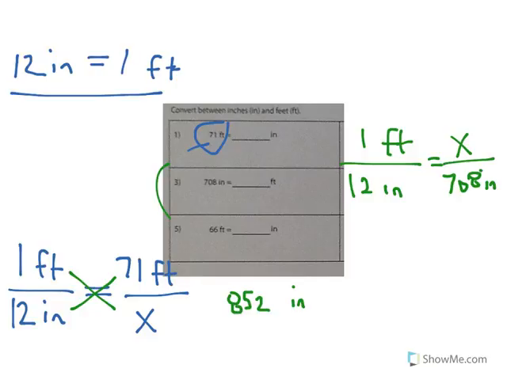In this case, I'm going to multiply 1 times 708, and then I'm going to divide by 12. When I do that, I get the value of 59. So there's a total of 59 feet in 708 inches. And this can be used for any type of problem where you're converting units. So let's look at another couple of examples.